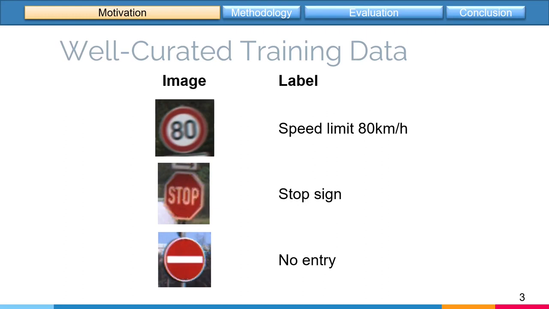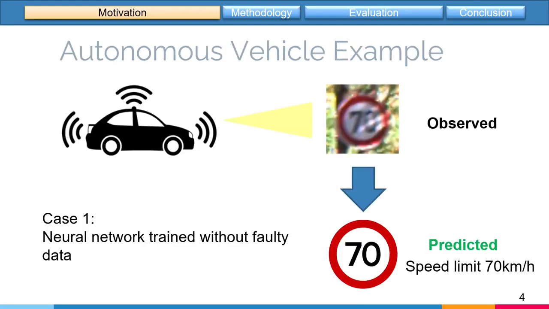Shown here is a snippet of a dataset that could be used to train an autonomous vehicle in road sign detection. In this case, images of road signs correspond correctly to their respective labels. We train a common neural network architecture on the German road sign dataset, GTSRB, which is a well-curated dataset. The neural network predicts this observed image of a road sign as a speed limit of 70 km per hour.